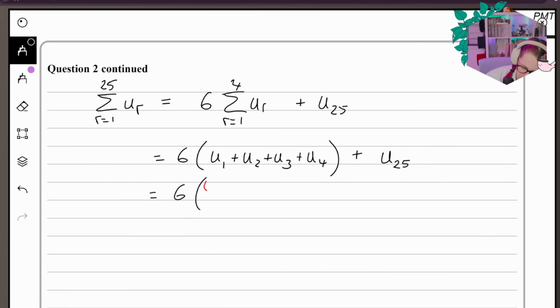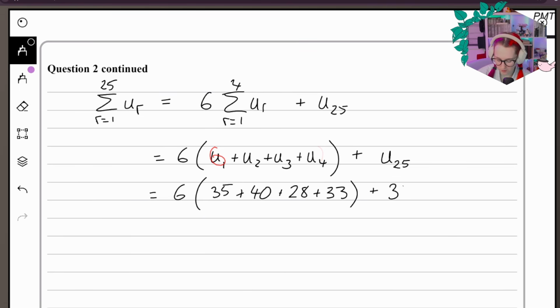That was 35, 40, 28, and 33, I believe. Plus, okay, so u25 is 1 after u4, so it's going to repeat. It's going to be the same as u1, so it's going to be plus 35. So I can plug this directly into the calculator: 6 times, 35 plus 40 plus 28 plus 33, plus 35, which is 851.